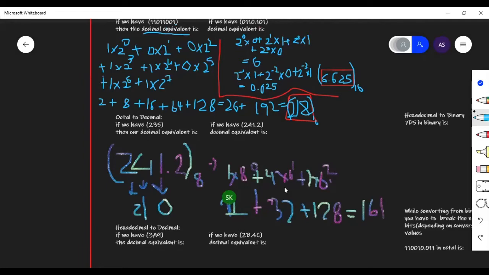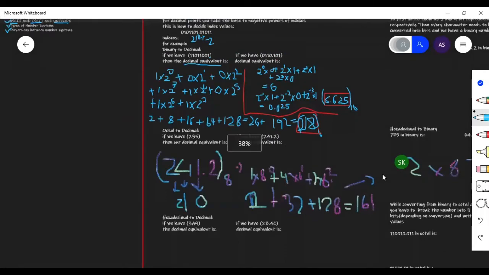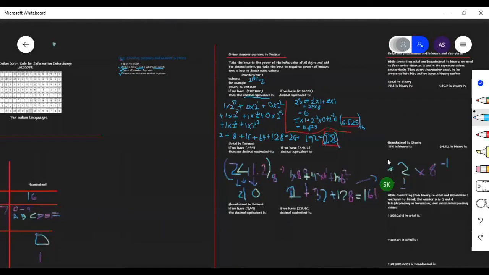So this is our left-hand side. On the right-hand side we have 0.2, right? So 2 times 8 to the power minus 1, which is basically equal to 1 by 4, which is equal to 0.25. So now if we join both of these right here, we get 161.25.